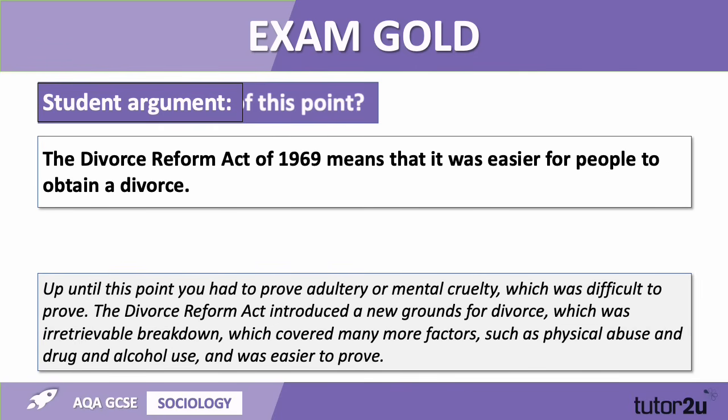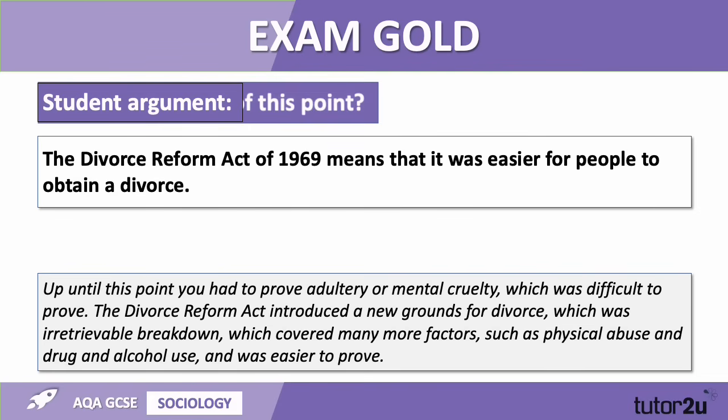Let's have a look at what we could include here. Our question is, discuss how far sociologists would agree that changes in the law have led to an increase in the divorce rate since the 1970s. So you need to present arguments that support this idea, but then you need to evaluate those arguments and present alternative viewpoints. So on the screen, our student has argued this point. The Divorce Reform Act of 1969 meant it was easier for people to obtain a divorce. You can then back this up by explaining how the Divorce Reform Act has made divorce easier. So this is adding strength to that point.